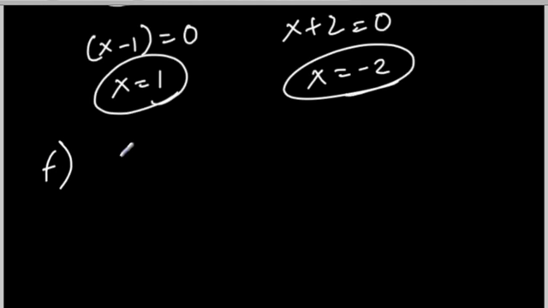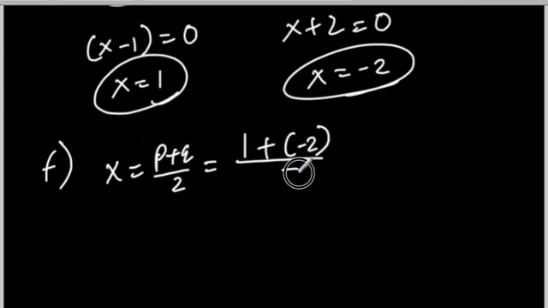Let's do F. F says to find the coordinate of the vertex. So x is equal to p plus q divided by 2. So we take 1, so these are our x-intercepts, plus negative 2, divided by 2. So it's negative 1 over 2, which is negative 0.5.